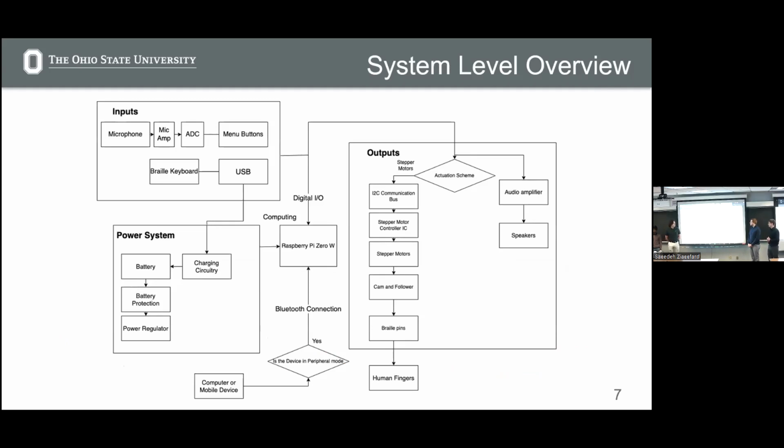This is just a system level overview. It is useful for us to step back and see that there are a lot of components in the project as a whole, and each component can be delved down into very complex levels. The problem with us is we've tunneled our vision to only one portion of the system level overview, the actuation scheme and the stepper motors, and perfecting our Braille cell design.